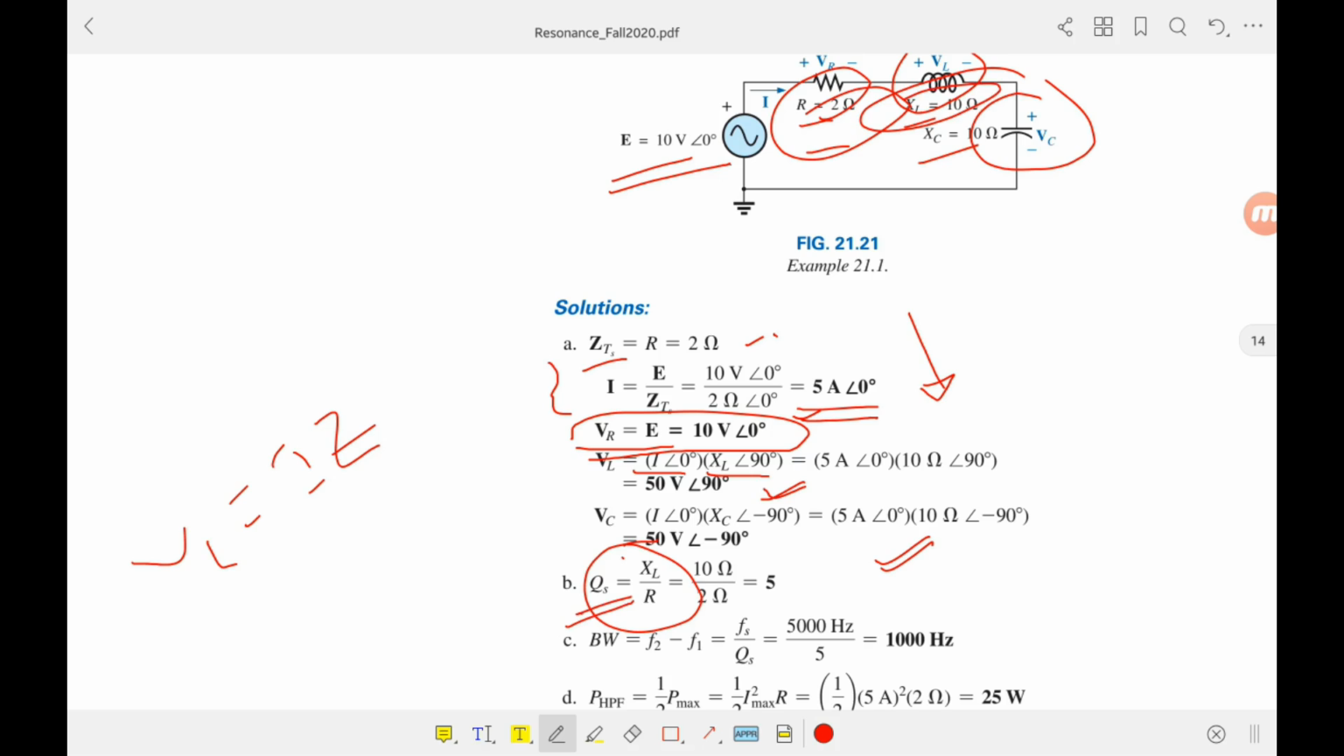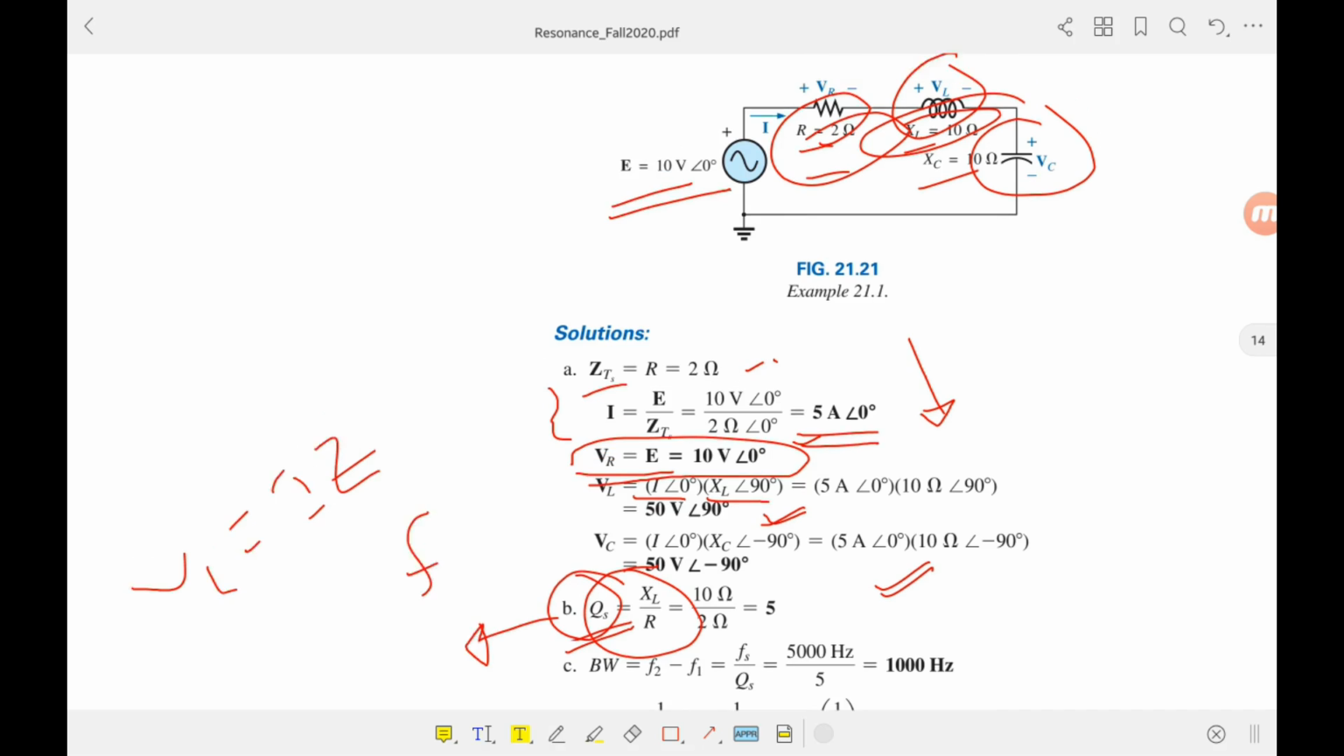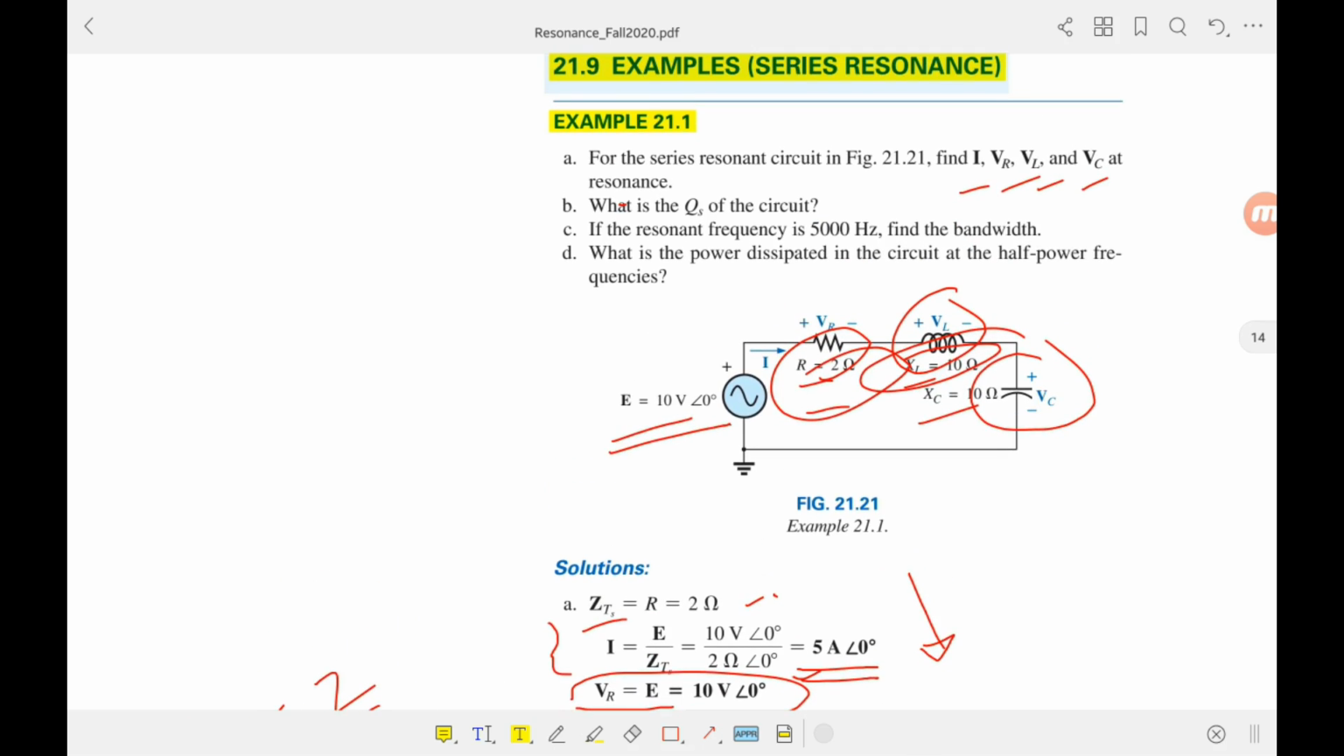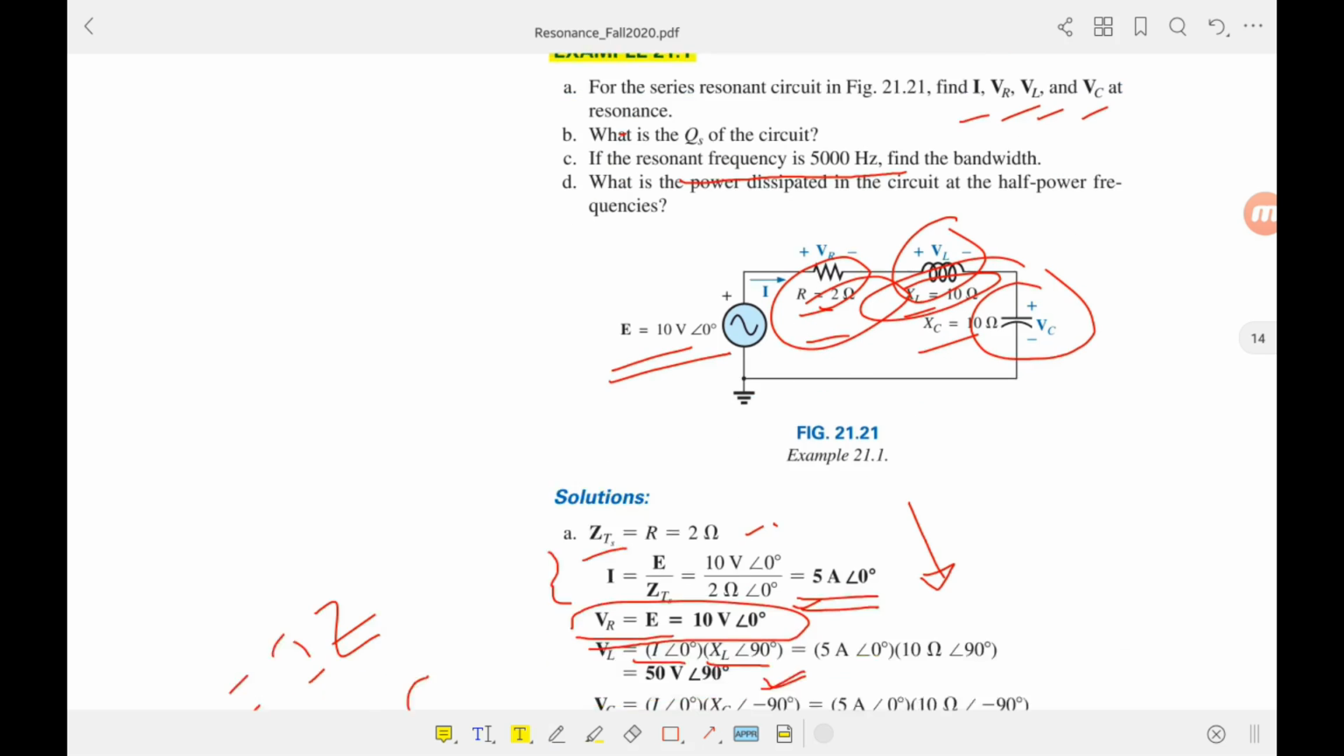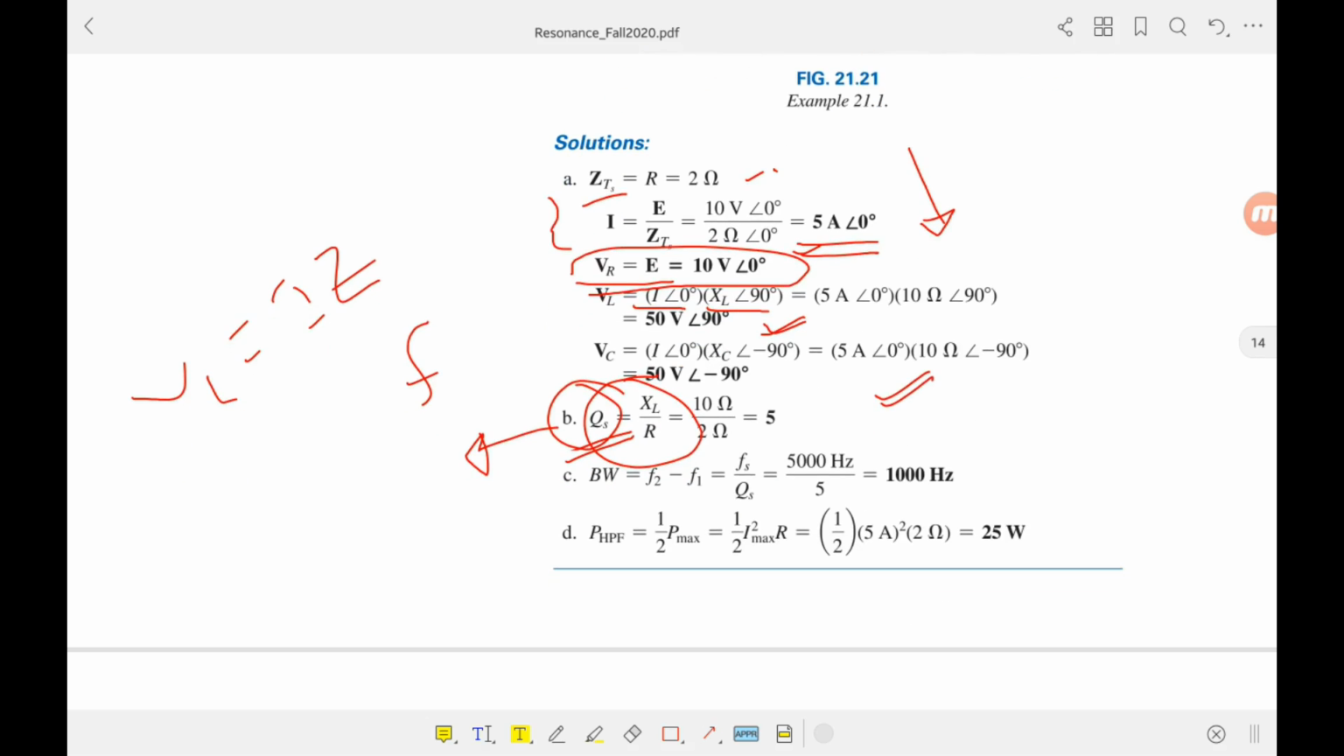And then the bandwidth. So far you have calculated Qs, that is the quality factor, and also the resonant frequency. I think it was given, yes, in question C, the resonant frequency is 5000 Hz. So Fs was given, and you have calculated Qs, so you can identify the bandwidth as Fs over Qs. The answer came 1000 Hz.